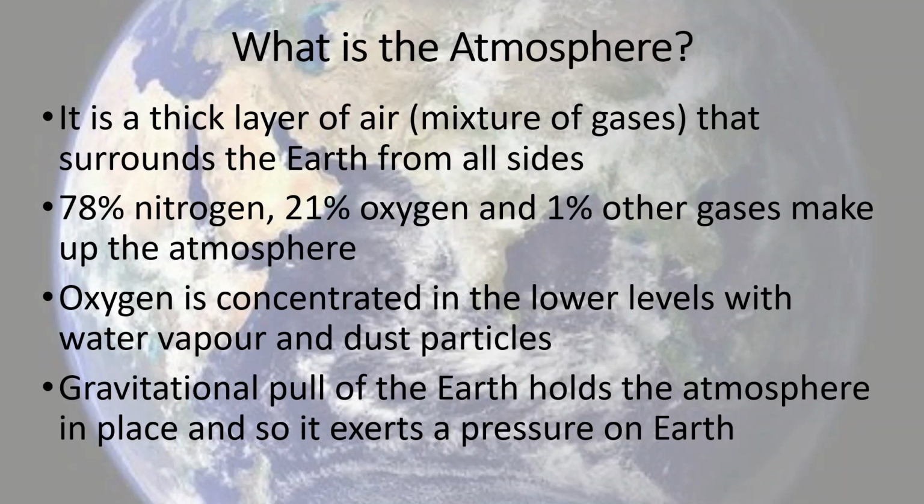What is the atmosphere? As you already know, it is a thick layer of air. It's a mixture of different gases. It surrounds the Earth from all sides, much like a blanket. In the atmosphere, we have around 78% of nitrogen and 21% of oxygen. And the remaining 1% is made up of various gases like argon, carbon dioxide, ozone, helium, hydrogen.